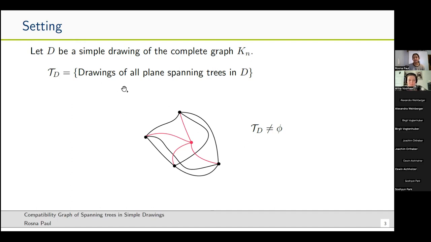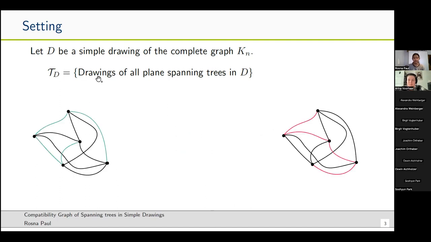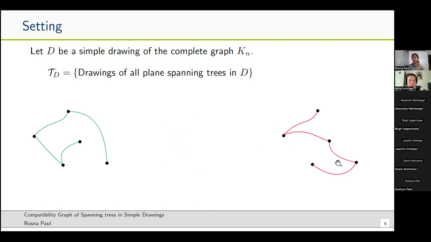Now we define a relation among the elements of this collection. For that, let's take two elements from this collection, which are two plane spanning trees of our drawing. These plane spanning trees are related if their union is plane, and that property we call compatible. So if we have two plane spanning trees and their union is plane, then we call them compatible plane spanning trees. So this covers mostly the definitions in our title.